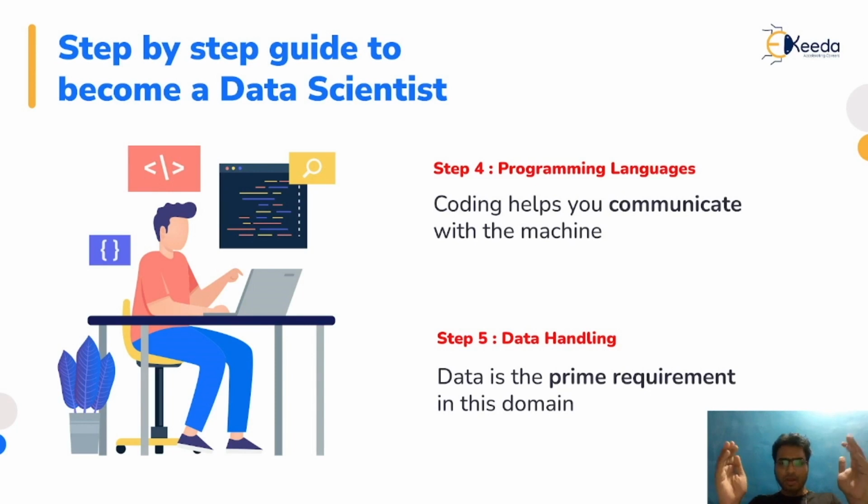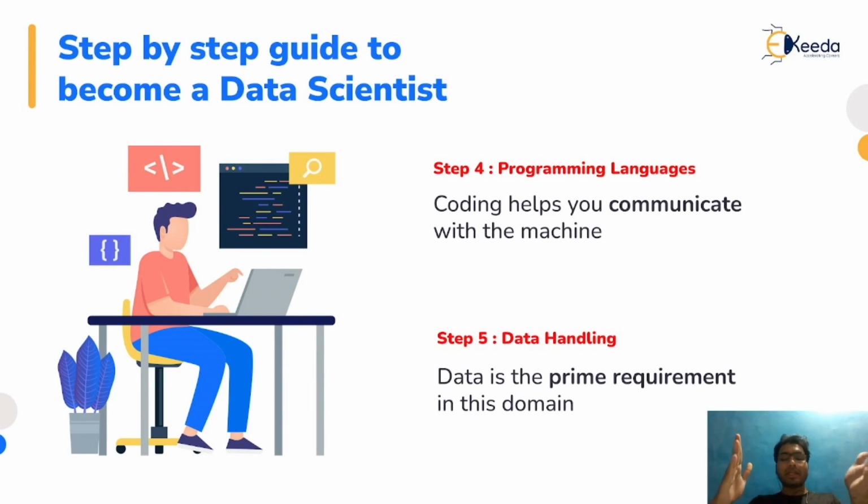Now step 5 is data handling. Now you have learned mathematics, statistics, programming languages and machine learning as well, but after that, what? The entire data science is based on data. If there is no data, there is no data science. Whatever concepts of mathematics, statistics and machine learning you have learned, at the end you will be applying them on data.